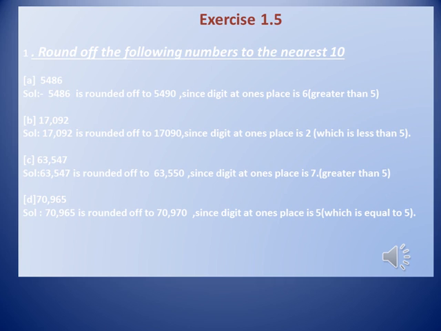Now C1, 63,547. 63,547 is rounded off to 63,550, because in ones place we have 7. So we will replace ones place with 0 and we will add 1 to 4. So it will become 5. Okay. Now 70,965. In ones place it is 5, which is equal to 5. So we have to replace it with zero and we should add 1 to the tens place. So what will it be? 70,965 will be rounded off to 70,970.